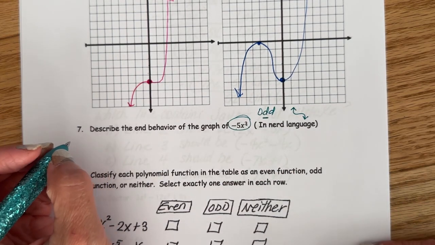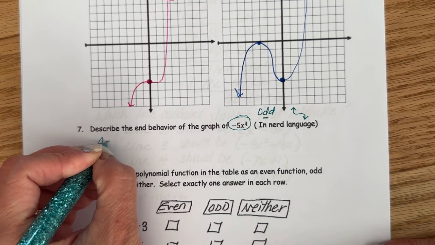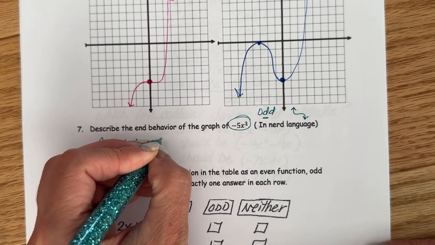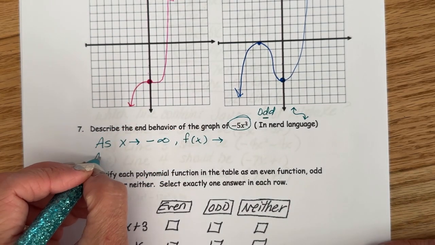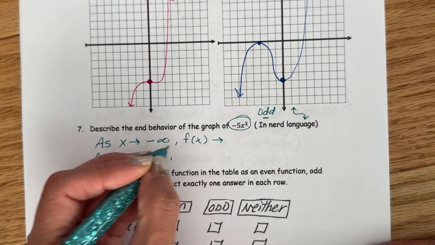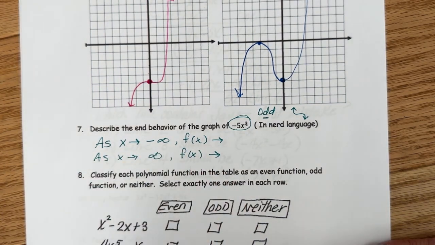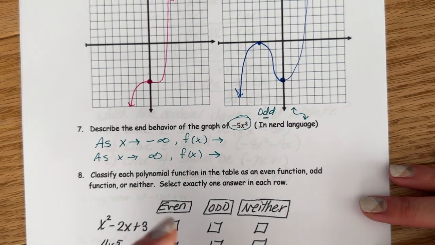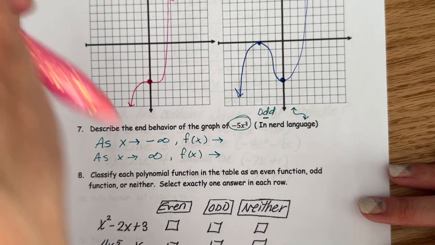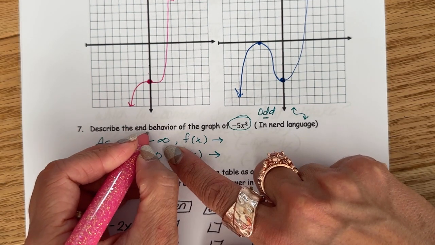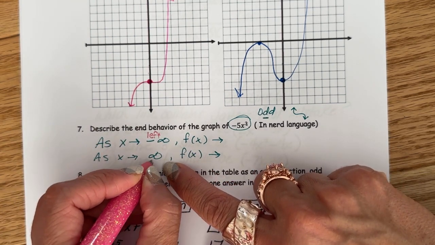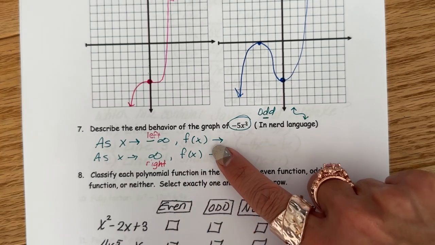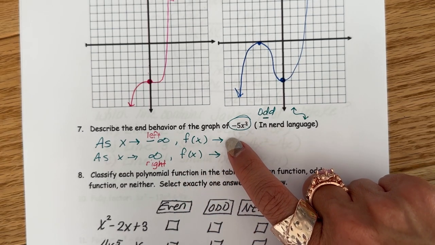And so remember, with end behavior, it's always going to start off with this. As x approaches -infinity, f of x goes somewhere. And as x approaches +infinity, f of x goes somewhere. Remember, f of x and y are the same thing. One's function notation, one's regular notation. So you just got to remember that when x is going to -infinity, you're looking at the left side of the graph. When x is going to +infinity, you're looking at the right side of the graph. For f of x, you're looking at if it's going up or down on that side.